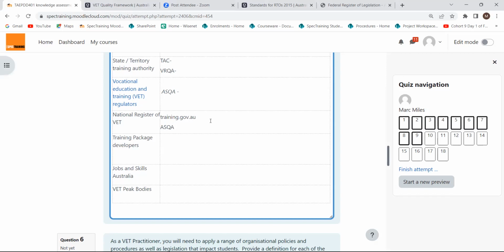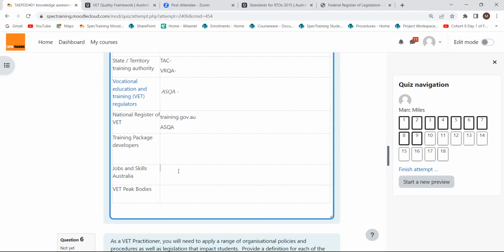All right, then training package developers, well, you could say these are the organizations that are responsible for developing training packages. And in here, you could say there are 10 job skill councils, and you could say that training packages are updated every 3 to 5 years. Okay, that's kind of the information that you can put in there.